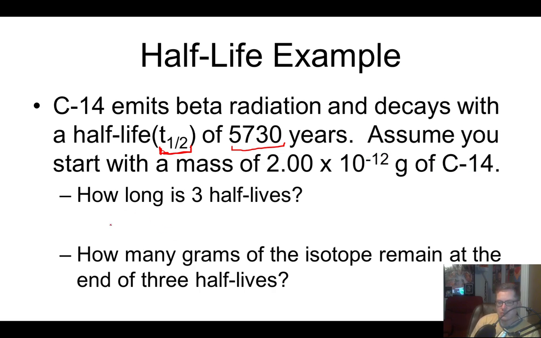First we have to say how long is 3 half-lives. Each half-life is 5,730 years, so we just take 3 times 5,730, and we get 17,190 years. So if 3 half-lives go by, it took 17,190 years for it to occur. And it asks how many grams of the isotope remain at the end of 3 half-lives.